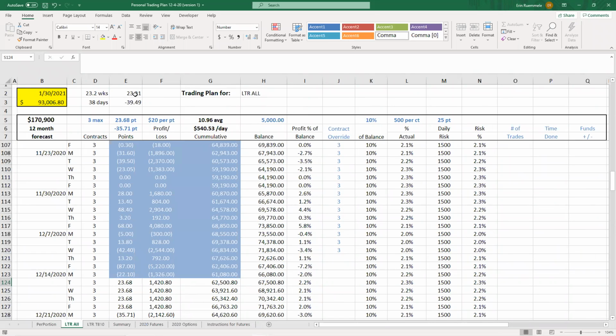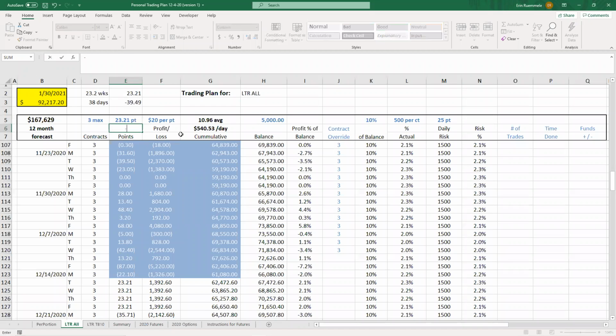So this number in E2 is our profitable days. It's not a straight average, it's actually a weighted average based on how many losing days we have per the amount of weeks that we've traded so far. Same with this negative number, it's the amount of losses. It's our average loss, but it's not a straight average. It's again based on how many losing days we've had per week. So we'll go and adjust those in here. So 23, 21, and 39, 49. So we're still on target for a significant return on our $5,000 investment.